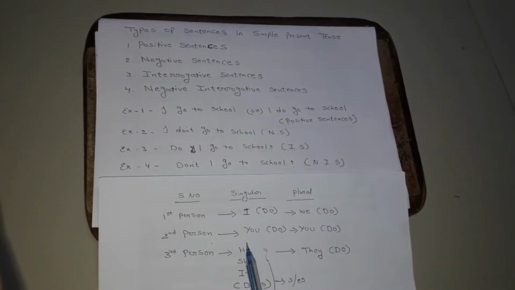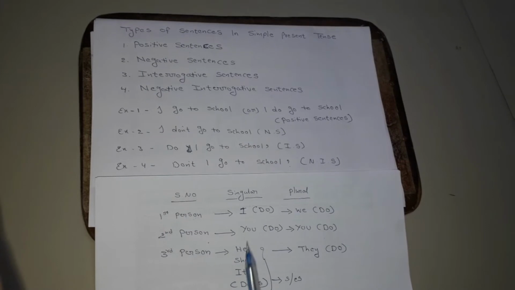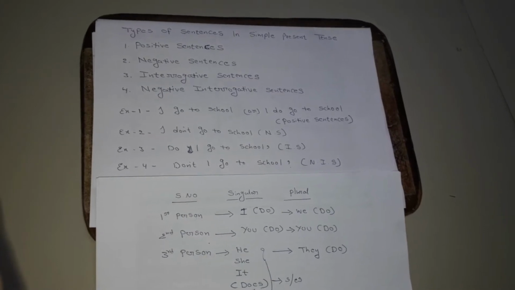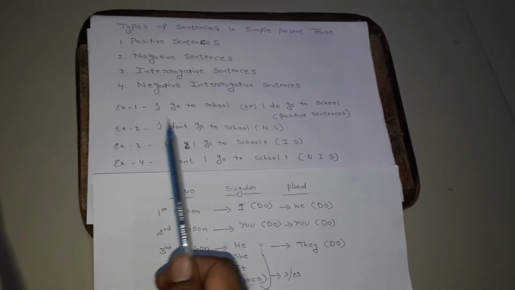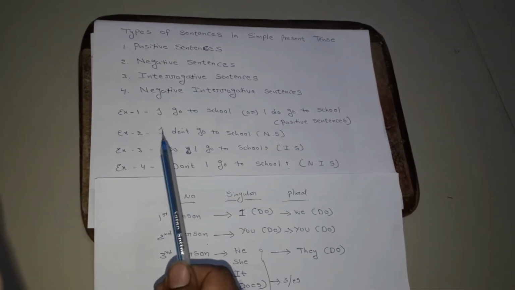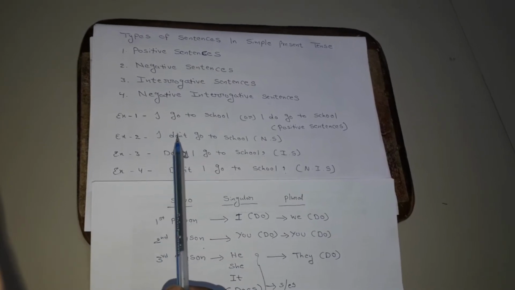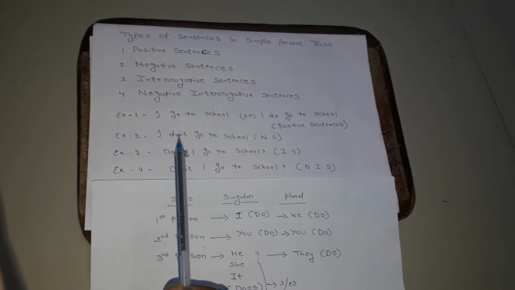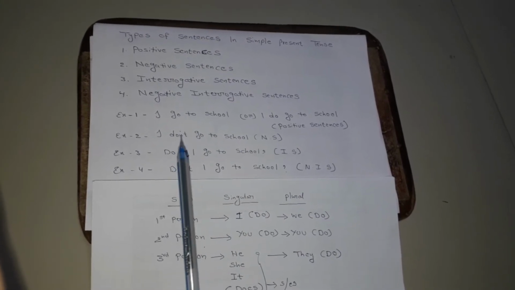When we observe he or she or it as a subject in the sentences, we should take "does". In example number 2, "I don't go to school", the "I" is first person singular, so we should take "do". When we observe he or she or it in the sentences, we should take "doesn't": "She doesn't" or "he doesn't go to school", because he, she and it are third person singulars.